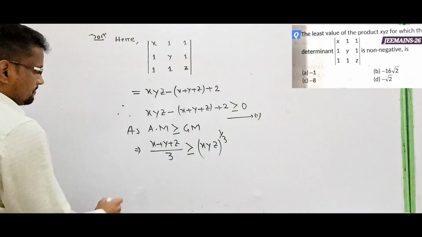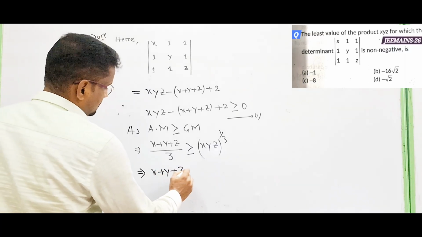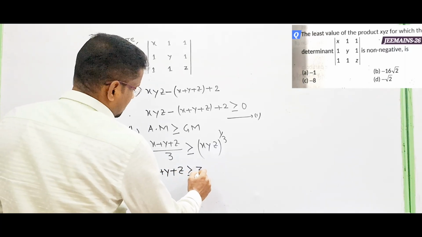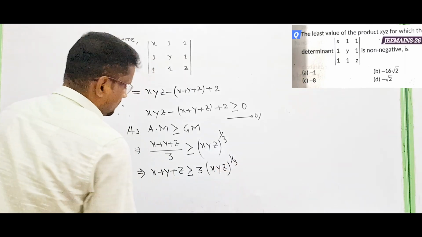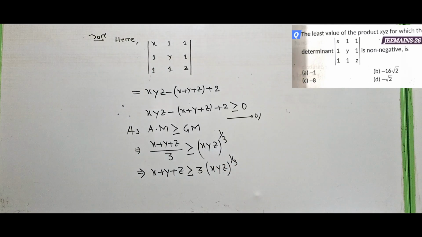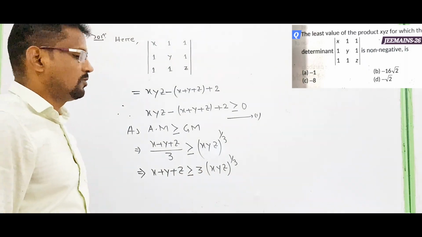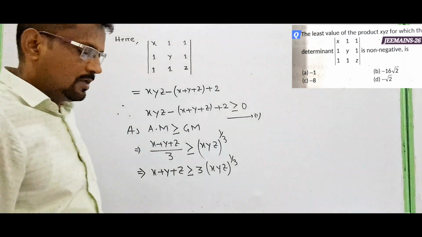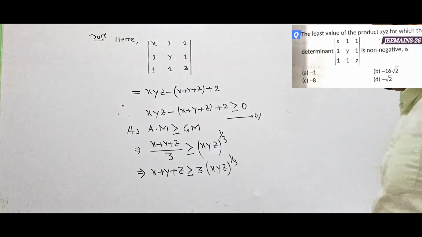Now from here you get x plus y plus z greater or equal thrice of x, y, z whole to the power 1 by 3. So we obtain that x plus y plus z greater or equal thrice of x, y, z whole to the power 3. Our aim is to find out what's the least value of x, y, z.